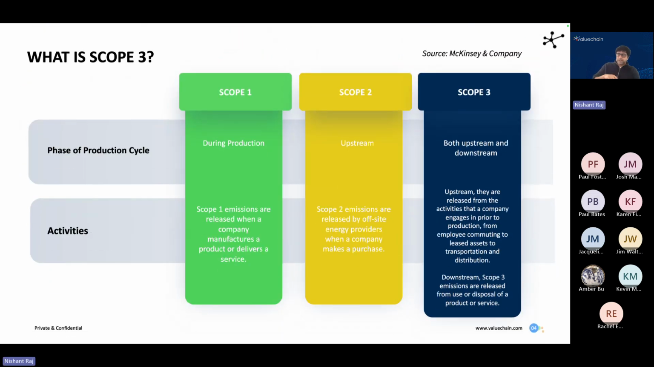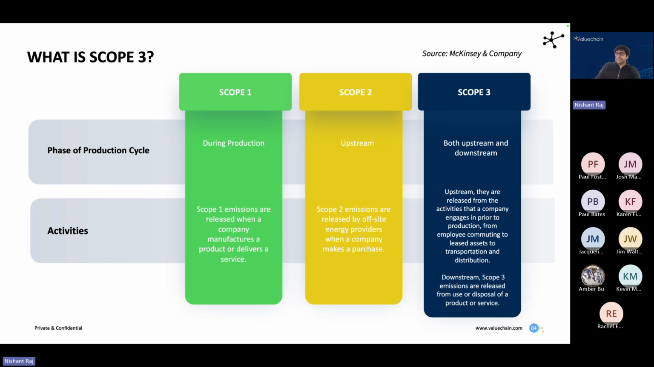So what is Scope 3, right? Let me start off with a very general baseline. Some of you might already know this, but for any manufacturer and any business, there are three aspects of emissions that we talk about. Scope 1, which is during production, things that you are directly doing where you're creating emissions in the factory, in the manufacturing workplace, and so on.